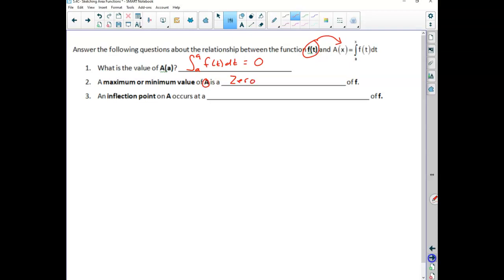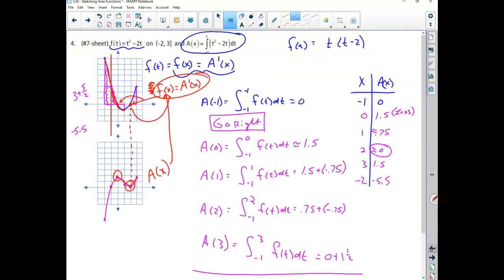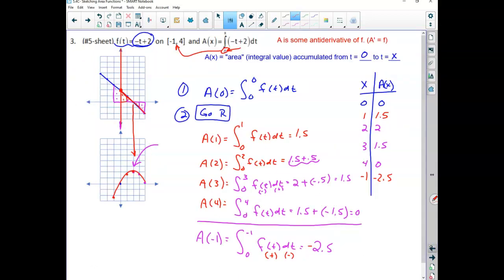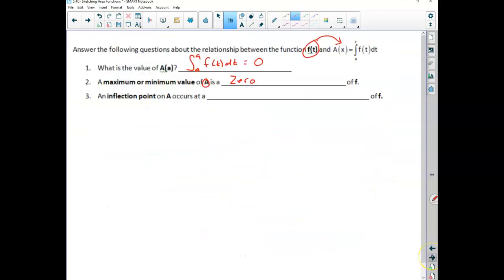And a point of inflection, if I come back here, check it out, I have concave down, I have concave up. I have a point of inflection in here. Where is that point of inflection going to occur? Probably right there at the minimum or maximum of f. That's the max/min of f.